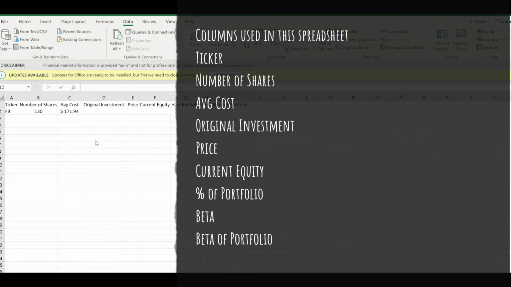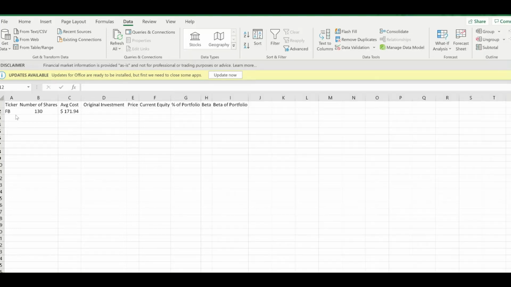Okay, so first what you have to do is enter the ticker symbol for the stock that you own or you plan to own. So in this case I put Facebook, and I'm assuming that I'll have 130 stocks, or if it's an existing portfolio, enter the number of shares that you have and also the average cost. That's all you need to enter in terms of pre-filling the spreadsheet.